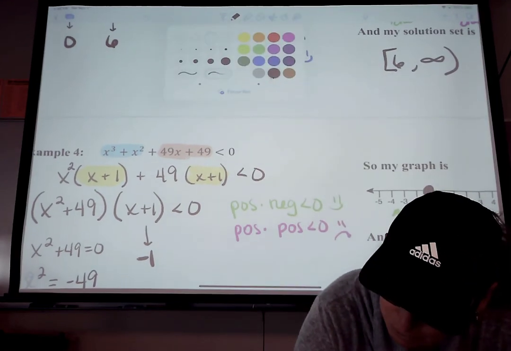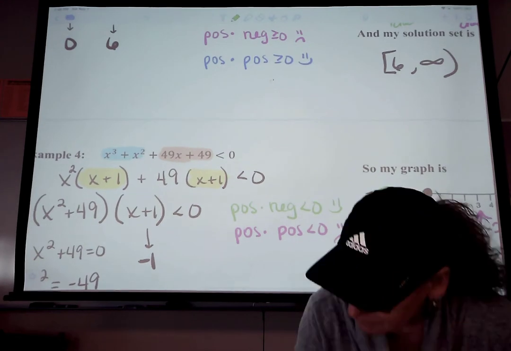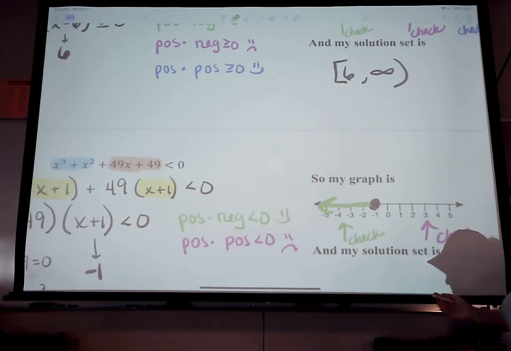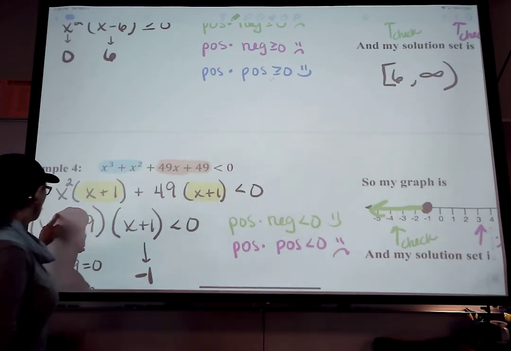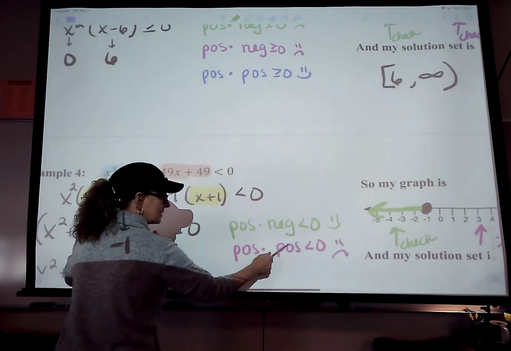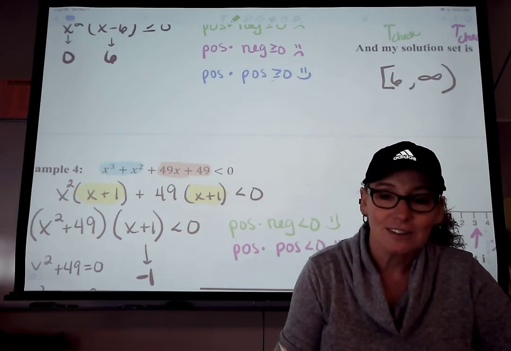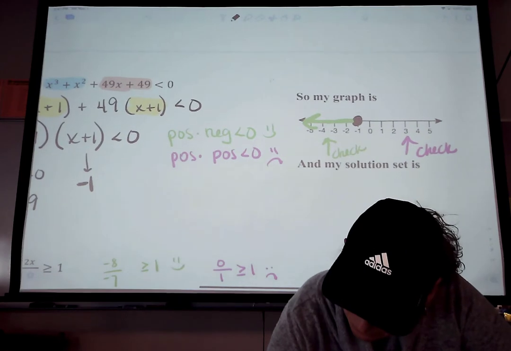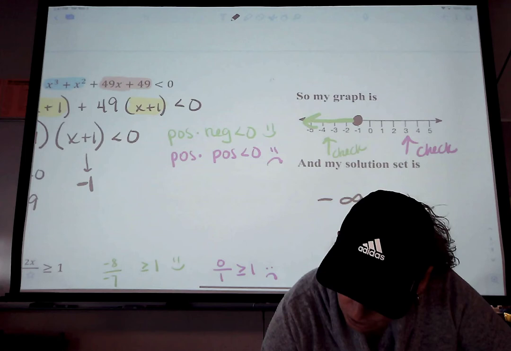Okay, now don't stop. Go ahead and check the other one. The green one definitely gets colored. So let's check the pink. And the pink goes all the way to infinity, so I could check an absurdly large number like 100. 100 squared plus 49, that's positive. 100 plus 1, that's positive. Is this true? No, it's not. So we've only colored the green region, and my solution set is from negative infinity to negative 1.